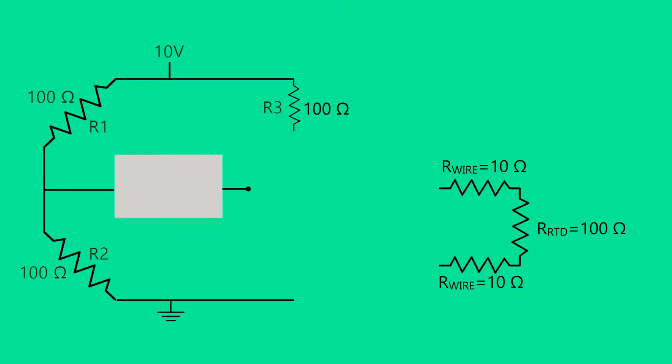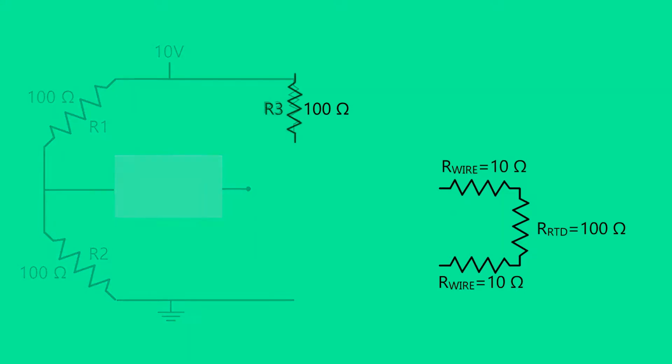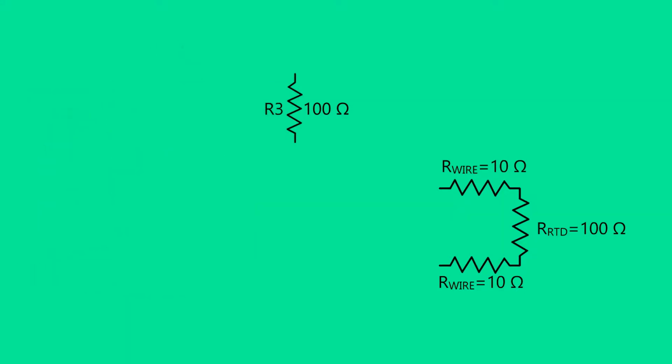Let's examine how the resistances of the conductors connecting the RTD are used to create a balanced bridge circuit. In this circuit, the RTD resistance is 100 ohms and each of the connecting conductors have 10 ohms of resistance. Resistor R3 is 100 ohms. The 4 resistances make up a series circuit.